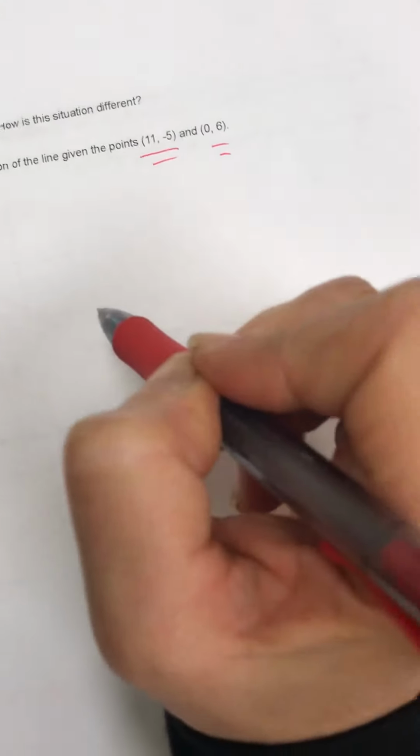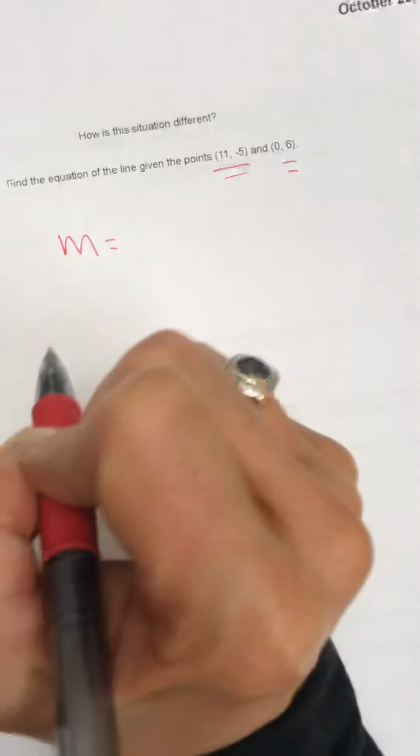What is different about this equation? So what you ideally notice is there is no slope given. Because there is no slope given, I have to find my slope.